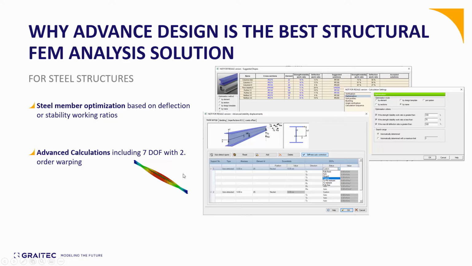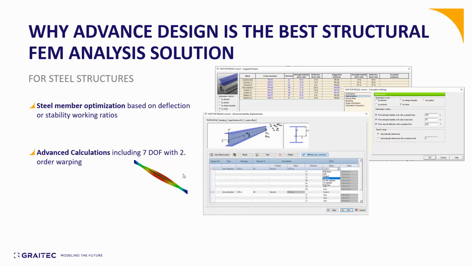Another important benefit of Advanced Design is that it also includes the 7 degrees of freedom, which is a warping degree of freedom for steel sections. For very specific sections, this is going to affect your model, and you will have more accurate internal forces as well as design.